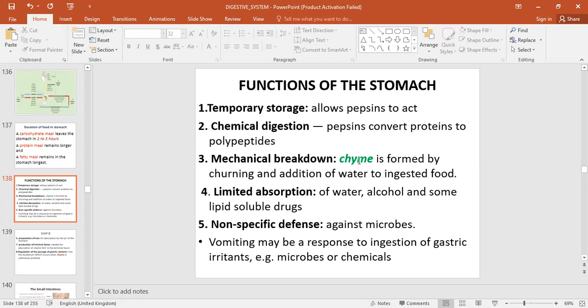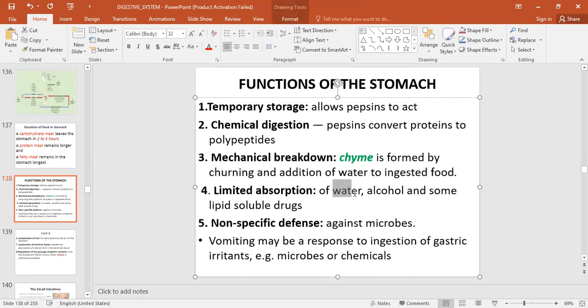So chyme is food that is well mixed with gastric juice. So it is chyme that leaves the stomach to go into the small intestine. Then there's limited absorption. So which substance is absorbed in the stomach? We have water, alcohol. So alcohol is absorbed in the stomach. And some lipid-soluble drugs are also absorbed in the stomach.